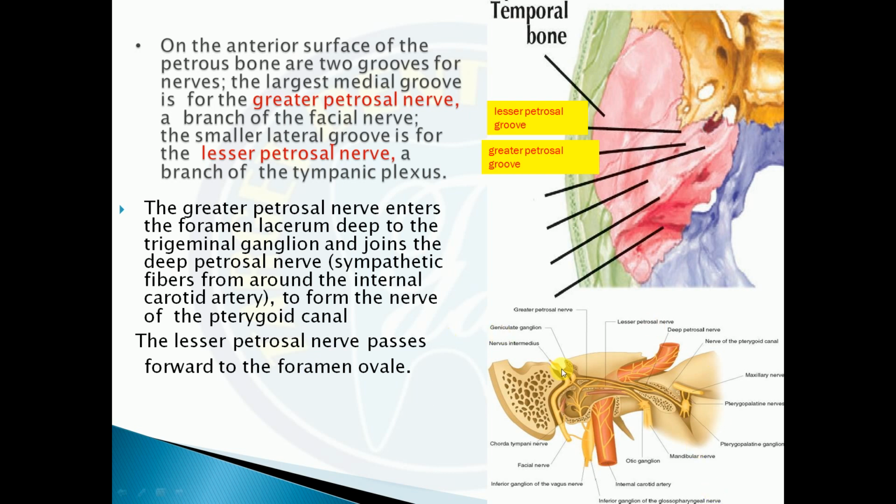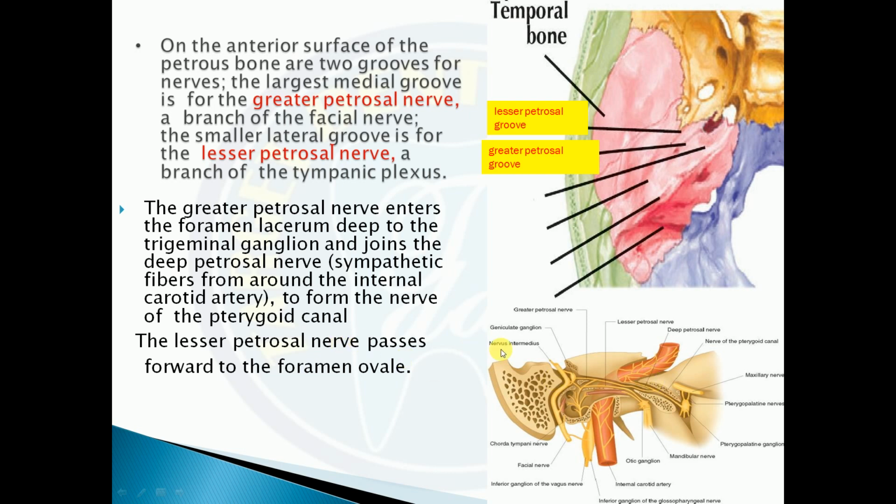The greater petrosal nerve enters through the foramen lacerum, deep to the trigeminal ganglion, and joins the deep petrosal nerve to form the nerve of the pterygoid canal. This is the pterygoid canal. I repeat, the greater petrosal nerve enters through the foramen lacerum, very important, deep to the trigeminal ganglion and joins the deep petrosal nerve to form the nerve of the pterygoid canal.